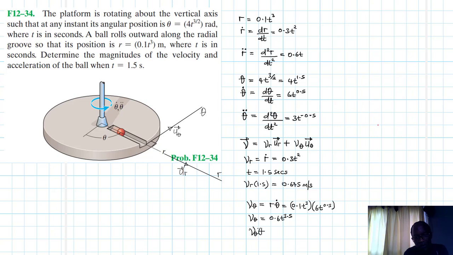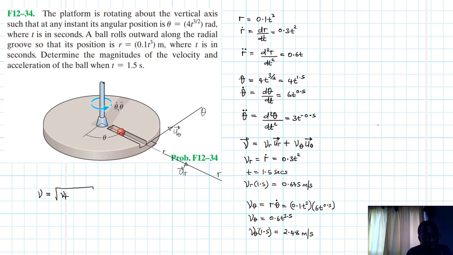And then V theta at t equal to 1.5 gives us 0.6 by 1.5 to the power 3.5. So this just gives us 2.48 meters per second. So we know that the magnitude, the two are perpendicular to each other.